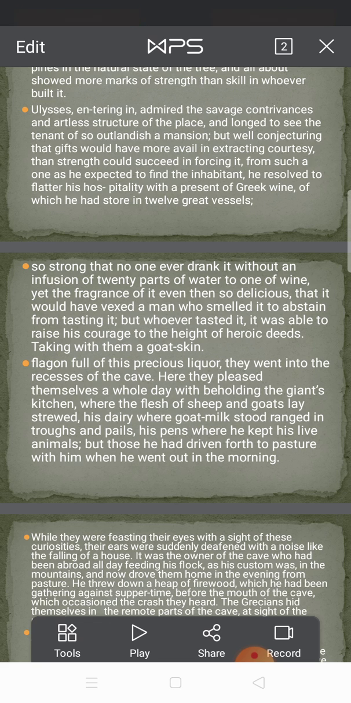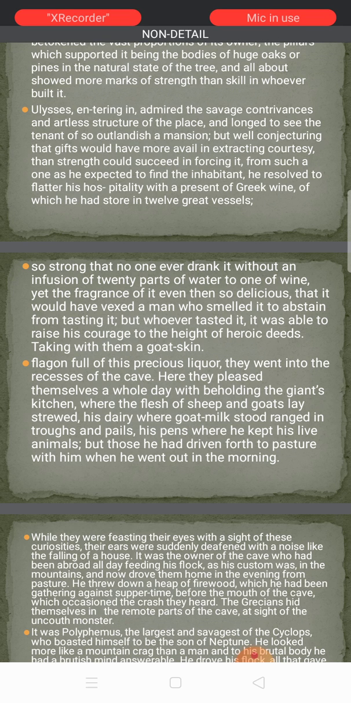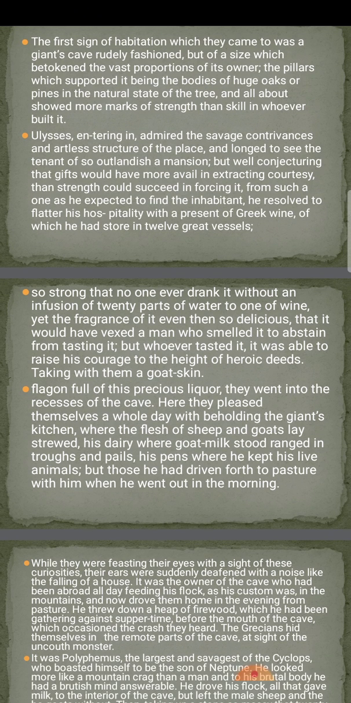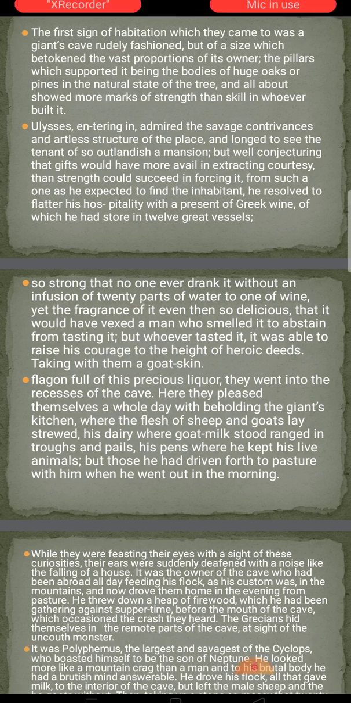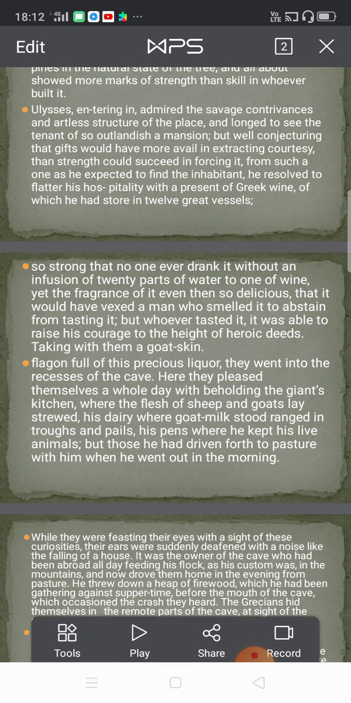His dairy, where goat milk stood ranged in troughs and pails. Pails means what? That we'll say, all that, that is called, in the kitchen they were stewed, troughs and pails. His pens, where he kept his live animals. Pens means that is a separate home, a place built for the sheep and goats to live in that cave only, inside only, room type.